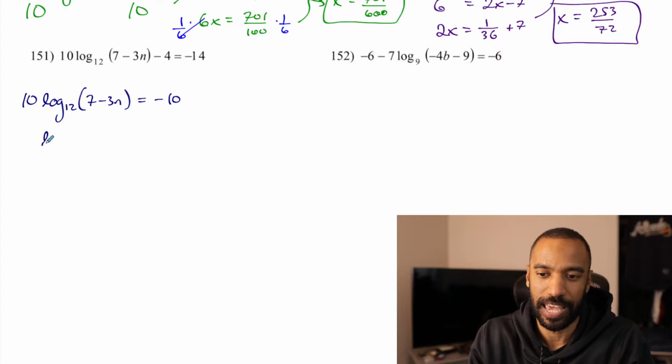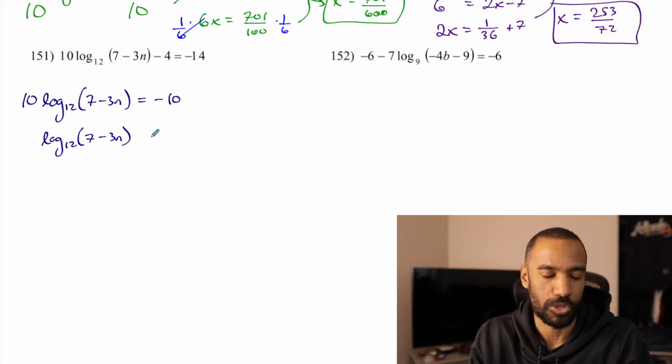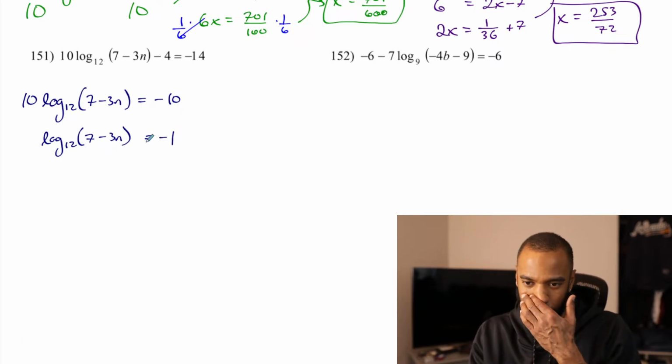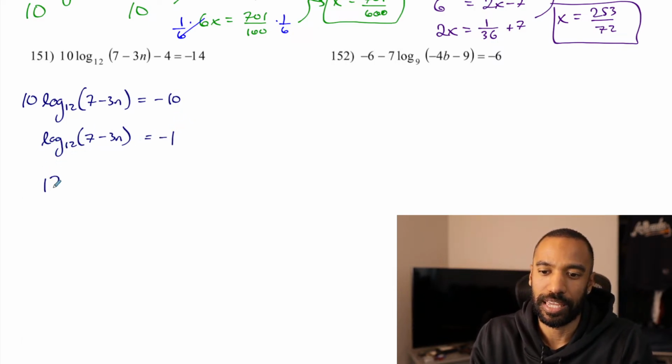Divide both sides by 10. You get log base 12 of 7 minus 3n. I'm sure all my students just use a calculator. Equals negative 1. So 12 to the negative first power equals 7 minus 3n.